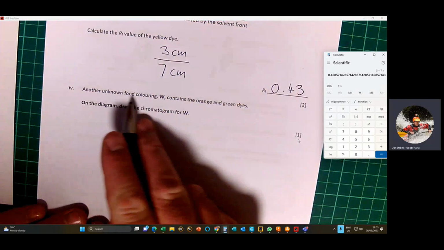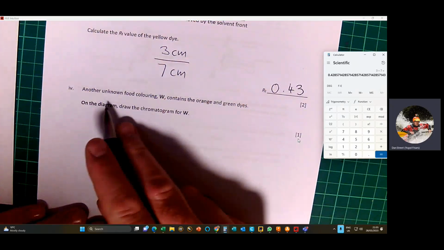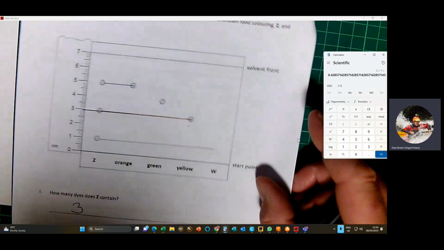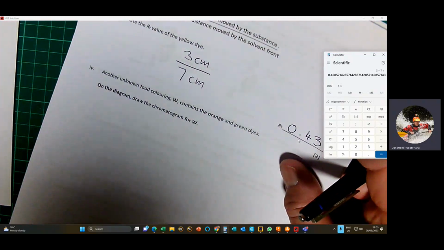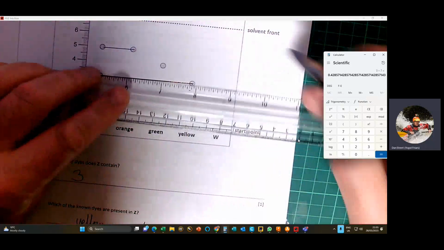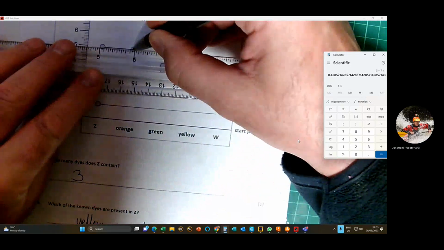Another unknown food coloring, W, contains orange and green dyes. On the diagram, draw a chromatogram for W. Okay, so back to the chromatogram. So the question tells us that we've got orange and green. So the orange dye is this one here. No, it's not, it's this one here.